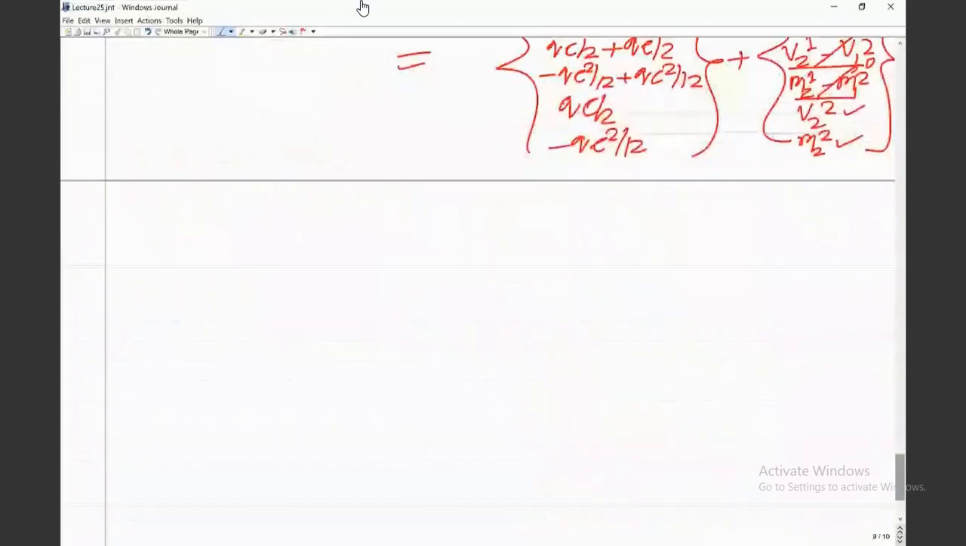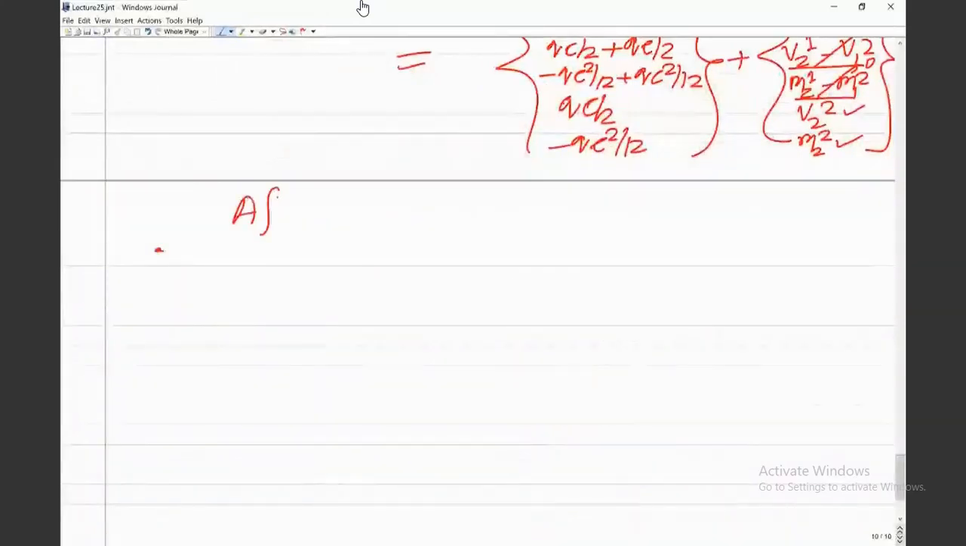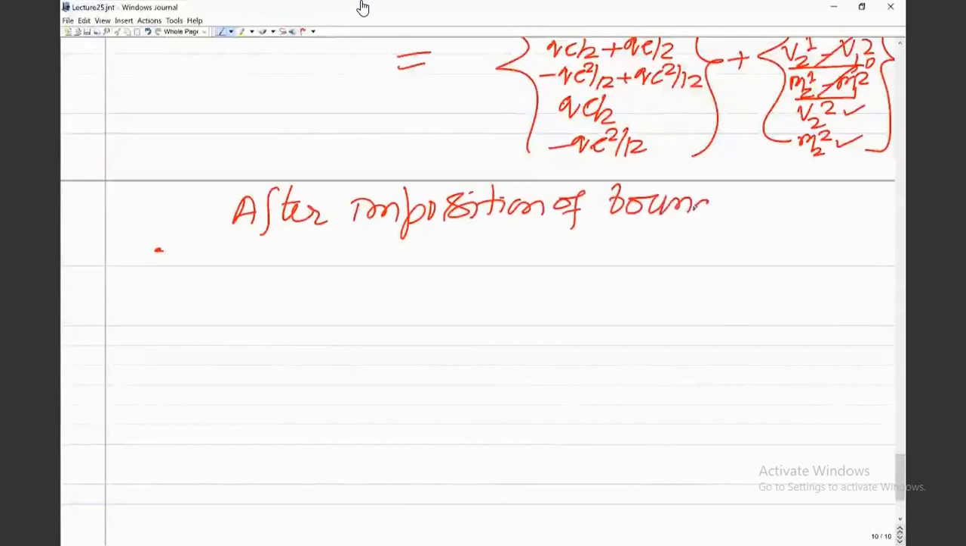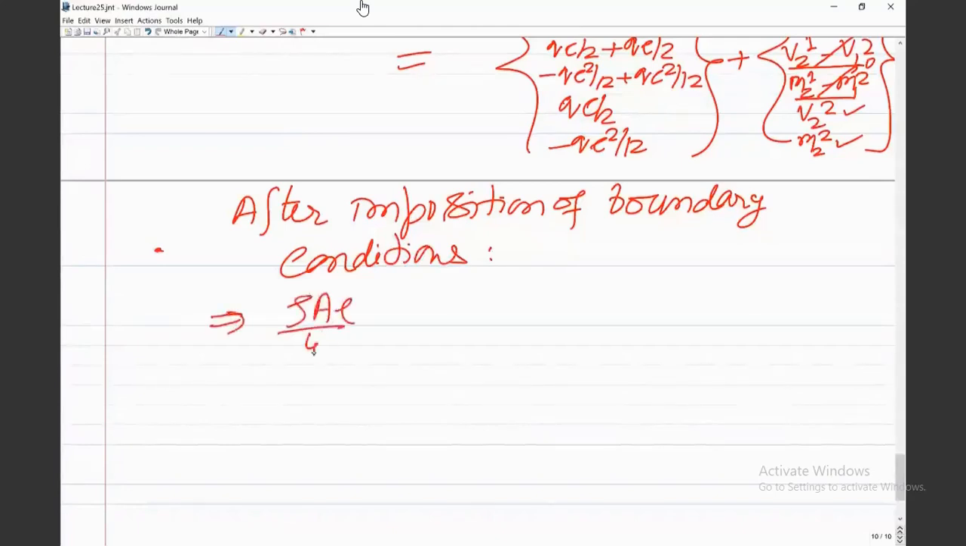So finally, from this one, after imposition of boundary conditions, the boundary condition I just stated, we will get the system equation in this form, which would be rho AL upon 420.